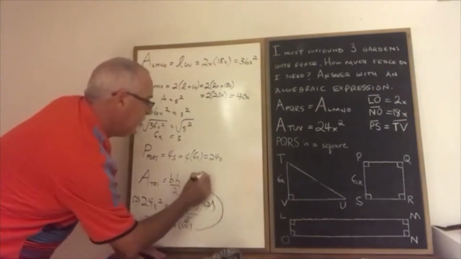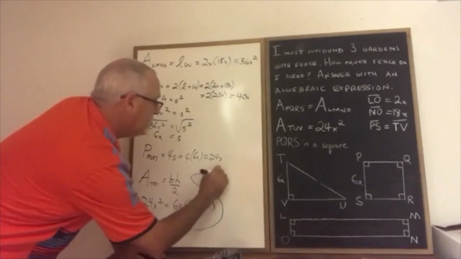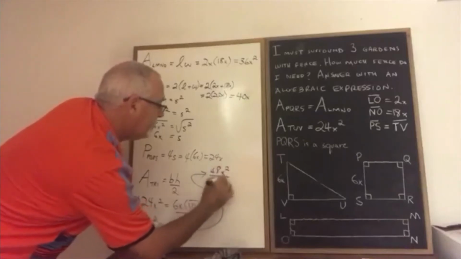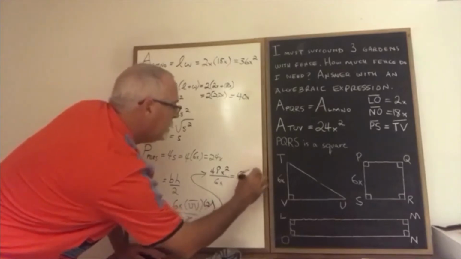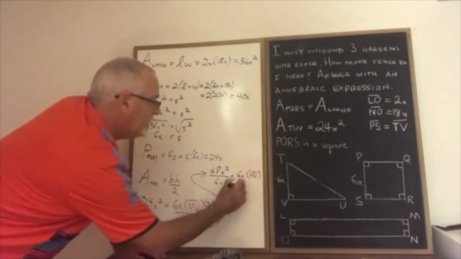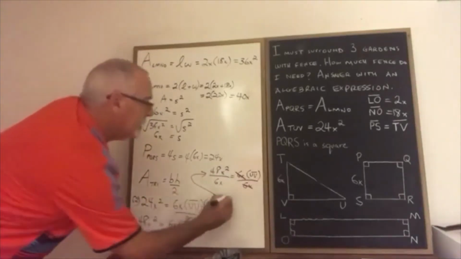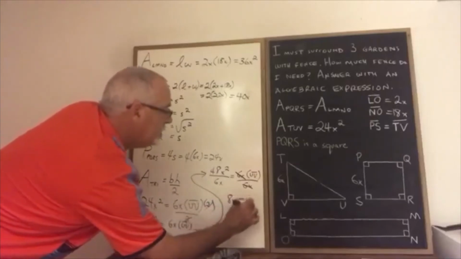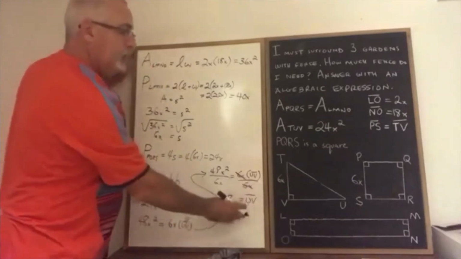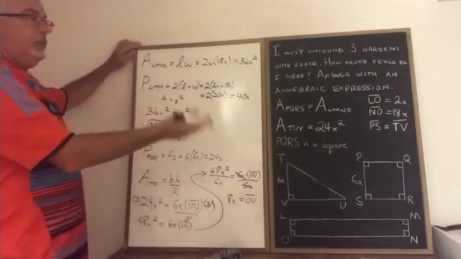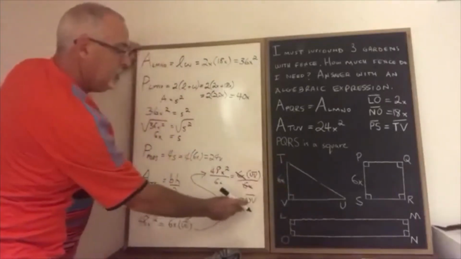I'll continue over here. 48x squared equals 6x times UV. I'm going to divide both sides by 6x. These cancel, and 48x squared divided by 6x is 8x. So our side UV is equal to 8x. I almost have enough information to find the perimeter of triangle TUV and give the final answer to the problem. I know side TV is 6x, and I now know side UV is 8x.